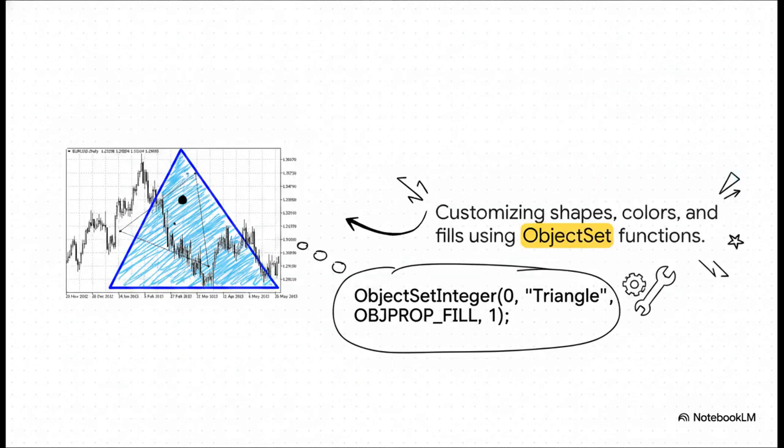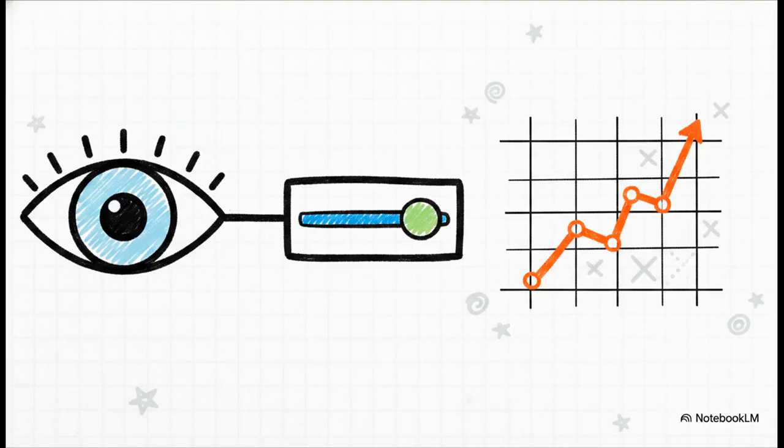Check out this triangle as a perfect example. By using ObjectSetInteger, the developer didn't just tweak the border color, they actually applied the OBJPROP_FILL property. By setting that to true, they turned a basic wireframe into a clear, shaded visual zone right on the chart. It immediately tells the viewer, hey, pay attention to this area, without cluttering up the screen with a bunch of text.